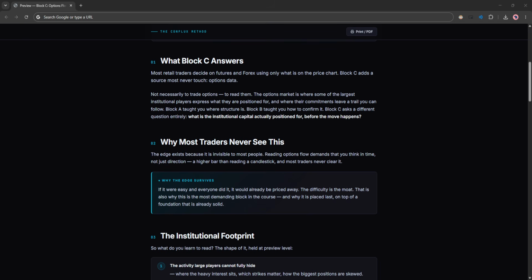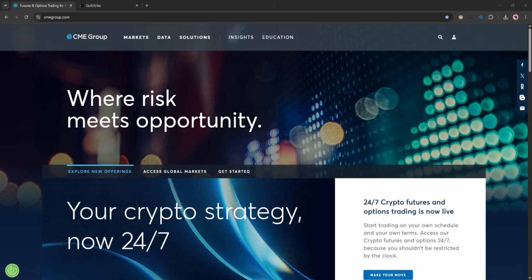Block A taught you where structure is. Block B taught you how to confirm it. Block C asks a different question entirely. What is the institutional capital actually positioned for before the move happens?